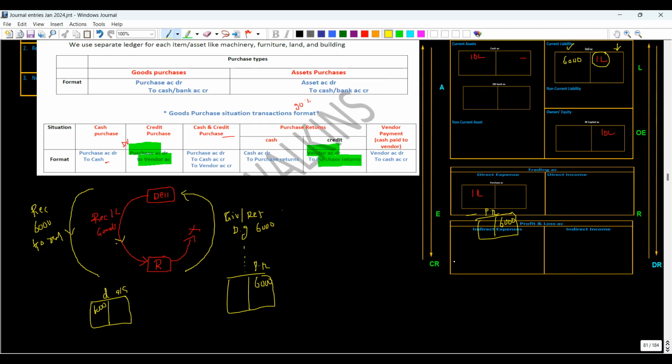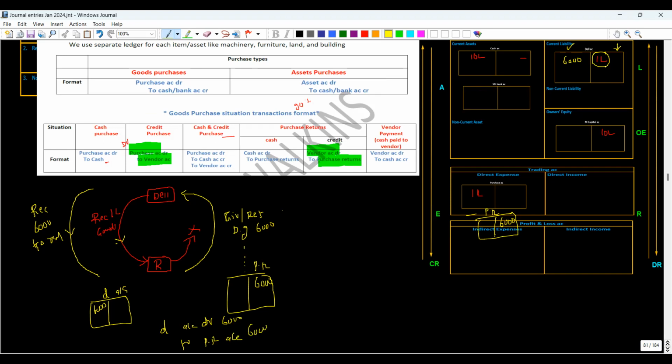The final journal entry: vendor account debited, purchase return account credited. Vendor is nothing but the Dell account. So Dell account debited 6,000, and purchase return account is going to get credited 6,000.